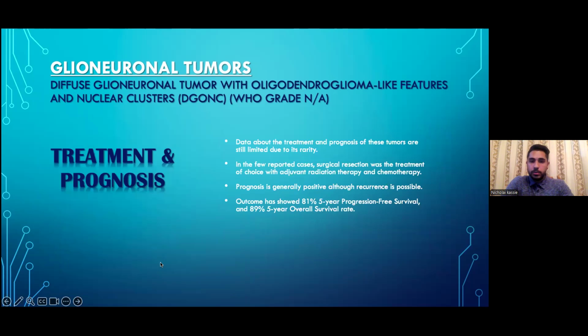Regarding treatment and prognosis, data about these types of tumors are still limited due to their rarity. In the few reported cases, surgical resection was the treatment of choice with adjuvant radiation therapy and chemotherapy. Prognosis is generally positive, although recurrence is possible. Outcome has shown approximately 81% 5-year progression-free survival and 89% 5-year overall survival rates.